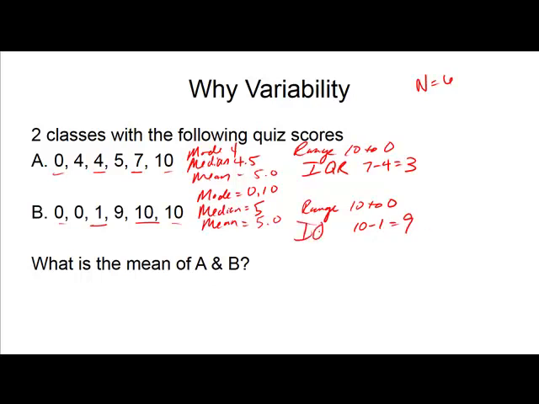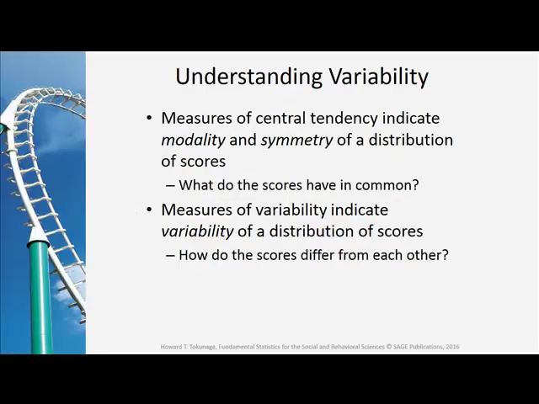So the interquartile range for group A is 3, while the interquartile range for group B is 9. Okay, so here we have a better measure of variability. It seems that in group B there is more variability than there is in group A.